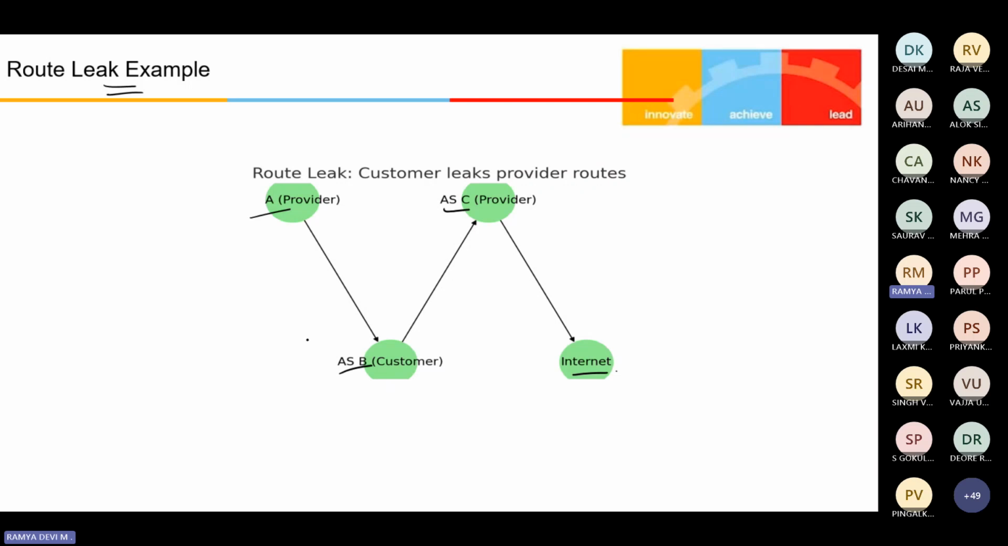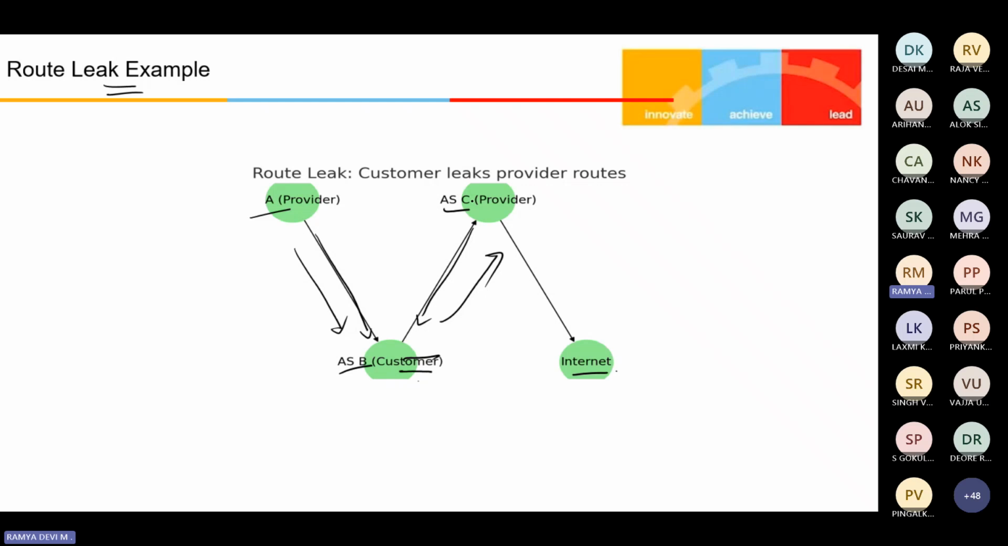Providers will be sending the routes downwards to the customers, right? Since they are providing. So the customers are not supposed to send those providers' routes back to another provider. But in this example, it is happening. The customer, autonomous system B, by mistake receives the route from provider A. So instead of keeping them, B is advertising those routes to provider C.